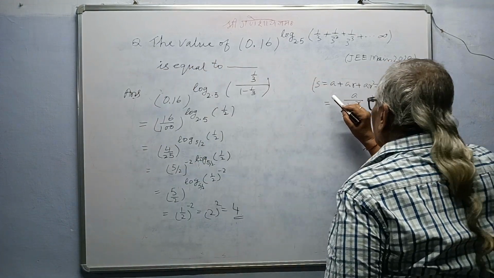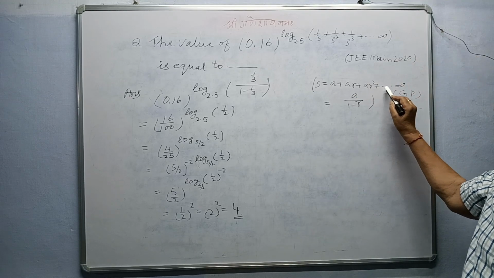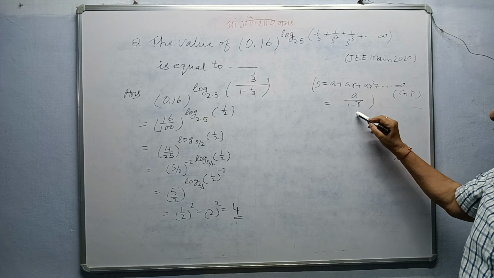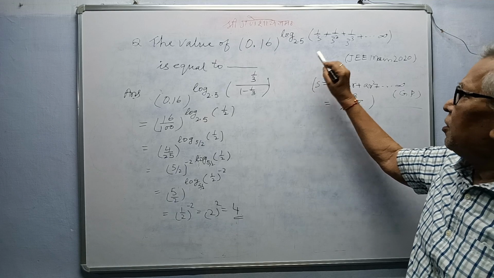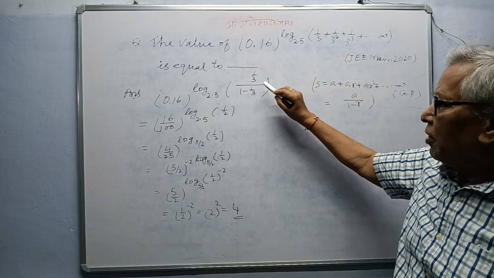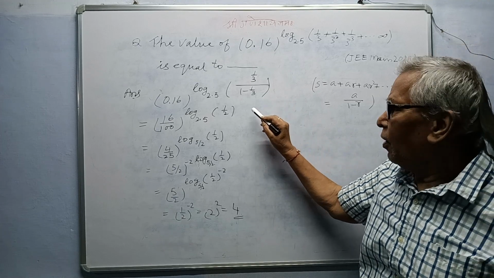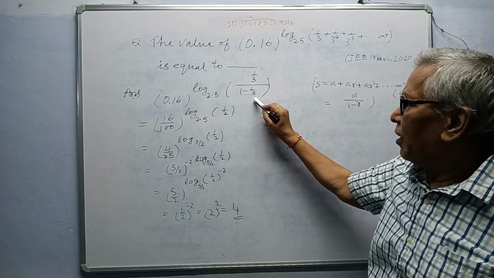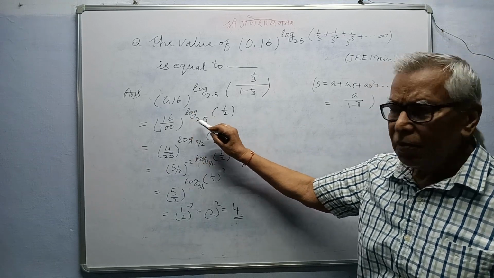S is equal to a geometric series a plus ar plus ar square up to infinity. This is equal to a by 1 minus r. So the first term is here, this is a geometric series. a is 1 and r is 1 by 3. So 1 minus 1 by 3 is 2 by 3, so this sum is 3 by 2, and the log is of 3 by 2. 16 by 100 can be written as 4 by 25.